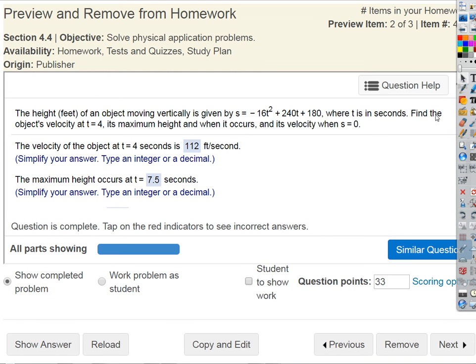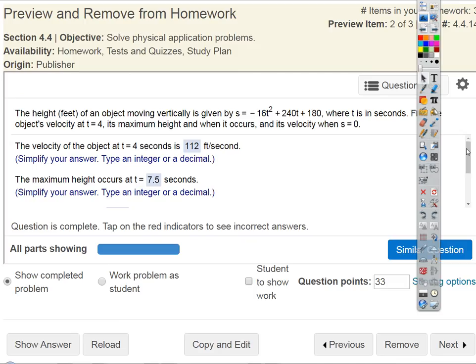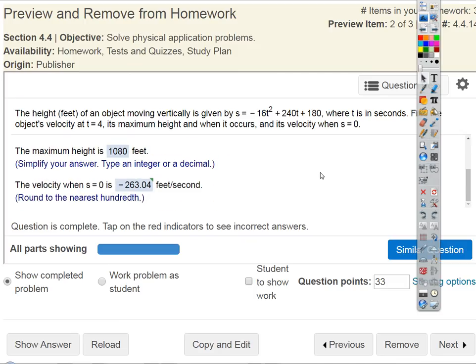Okay, and then I gotta probably go down. There we go. Maximum height, velocity. Gotcha.